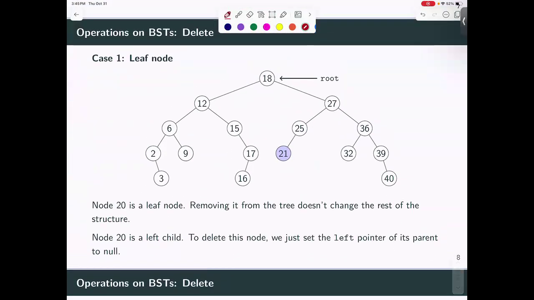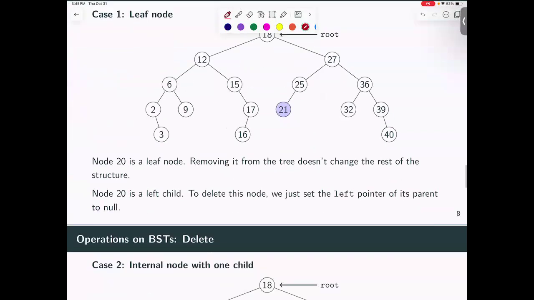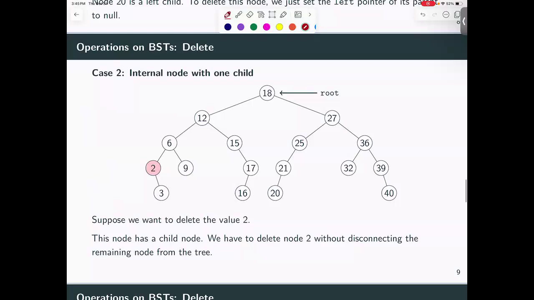Since 20 is a leaf node, we can just remove it and it doesn't change anything in our tree structure. Super easy. We just set the left pointer of the parent to null and we're done. That was very straightforward. Let's look at the next case here. Not a terribly complicated case either.